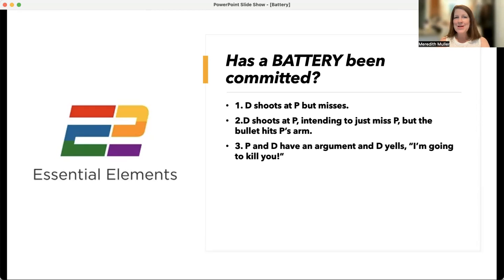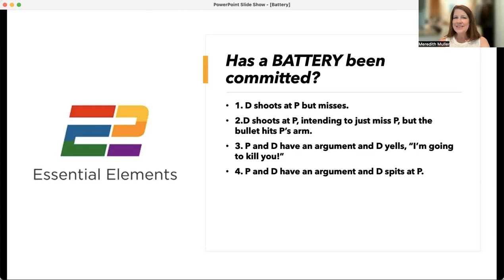All right, let's try this one. Plaintiff and defendant have an argument, and defendant yells, "I'm going to kill you." Let's go through the elements. Do we have intent here? Yes, we have intent for harmful contact because the defendant said, "I'm going to kill you." But do we actually have contact or touching? No, no touching here, just a threat. An assault maybe, but we'll learn that later because it has to be immediate, and we have to learn the surrounding circumstances. But no battery here because there's no harmful or offensive contact.